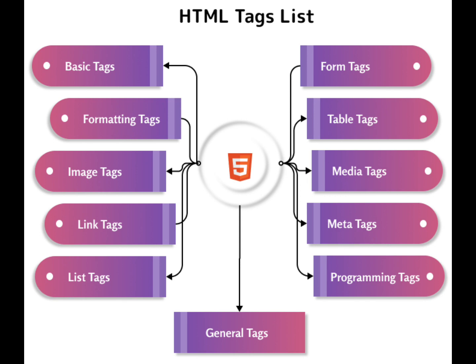As you can see, the following picture shows a list of common types of tags used. Out of those, we have the basic tags, formatting tags, we have the image tags, the link tags, the list tags, the general tags, the programming tags, the meta tags, the media tags, the table tags, and the form tags. We'll have a look on each of these tags in the video which I'll be making later on. But for today, we'll go with the basics.